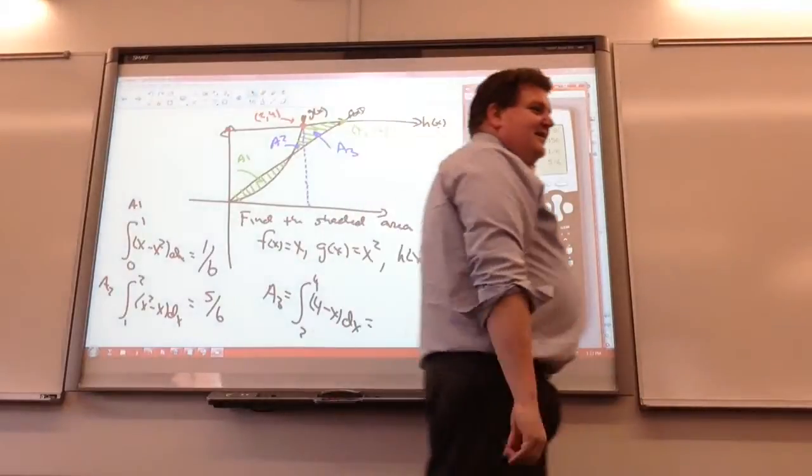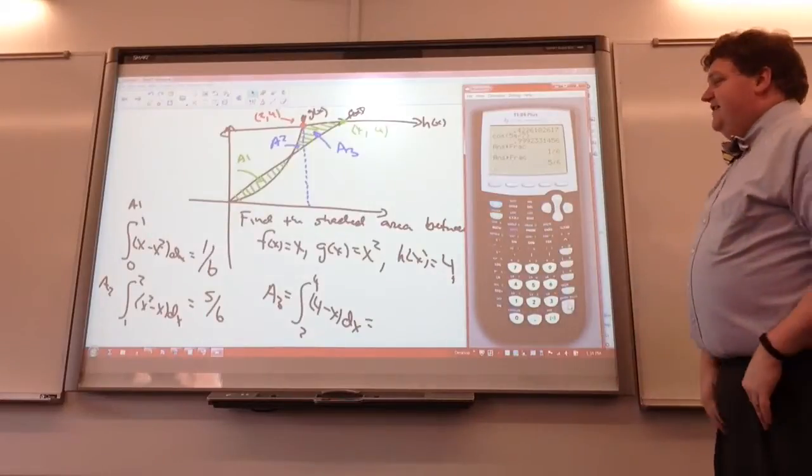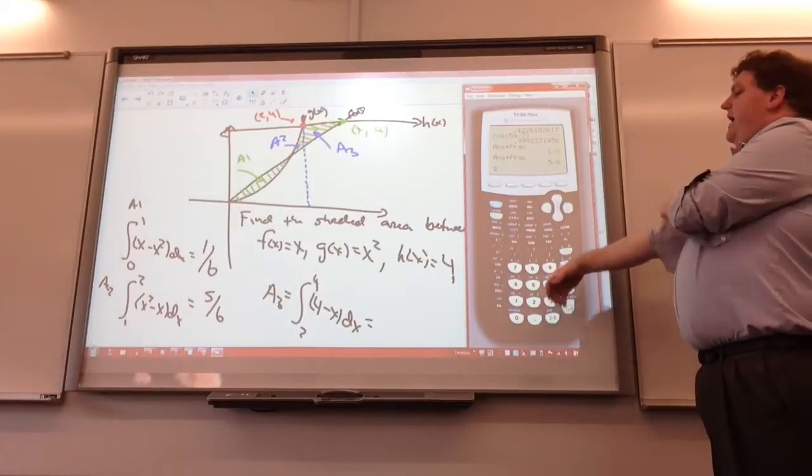How do you fraction it? Just press math. Apparently there's a button that says math, so it's right there. And the very first one says fraction. If you hit enter, it'll say answer fraction, and it gives it to you as your last answer as a fraction. Okay? So 5/6 there. So that area is 5/6. That's kind of neat.